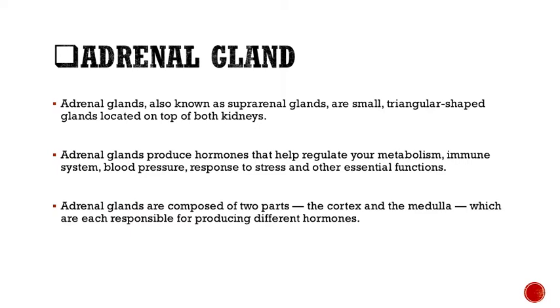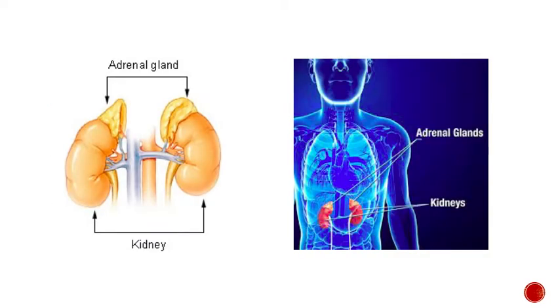So, what is adrenal gland? Adrenal glands, also known as suprarenal glands, are small triangular shaped glands located on the top of both kidneys. Adrenal glands produce hormones that help regulate your metabolism, immune system, blood pressure, response to stress, and other essential functions. Adrenal glands are composed of two parts, the cortex and the medulla, which are each responsible for producing different hormones. Here is a picture of both adrenal glands, and they're basically located on the top of both kidneys.